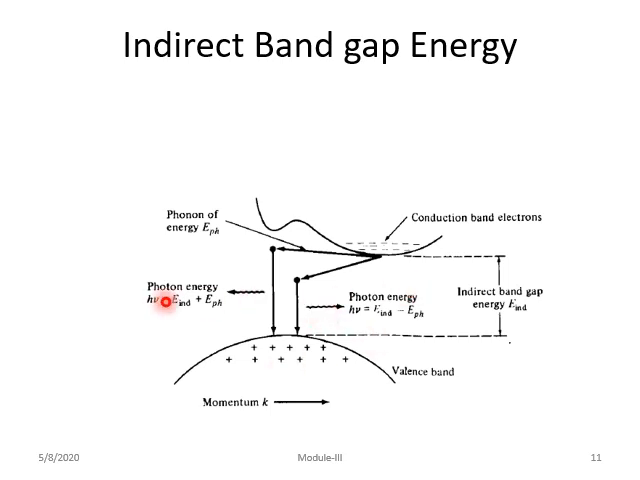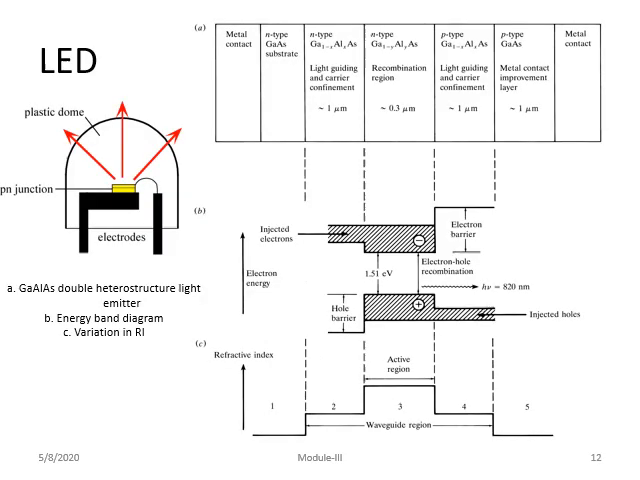So there will be two particles coming out in this particular case of indirect band gap energy. This is how the indirect band gap energy can be defined. As per the exam point of view, direct and indirect band gap energy are very important. You just need to focus on this.